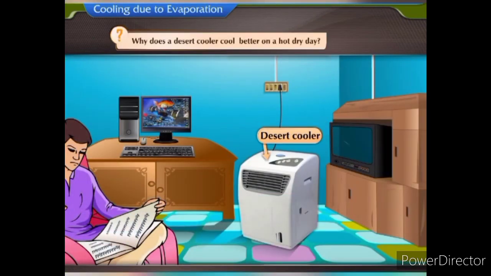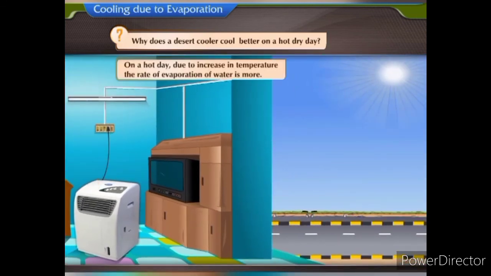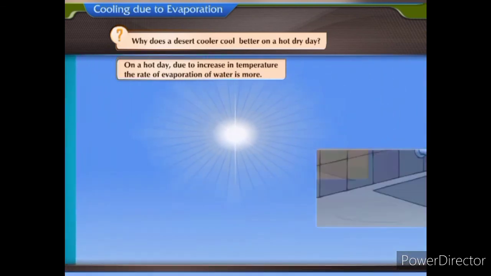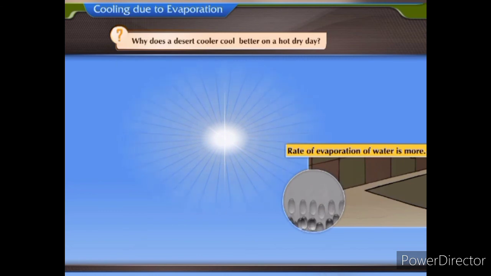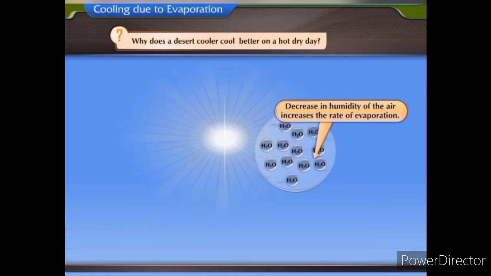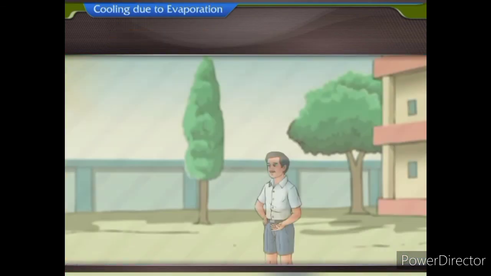Why does a desert cooler cool better on a hot, dry day? On a hot day, due to the increase in temperature, the rate of evaporation of water is more. Also, the dryness of the air, that is, decrease in humidity of the air, increases the rate of evaporation. Therefore, a desert cooler cools better on a hot, dry day.